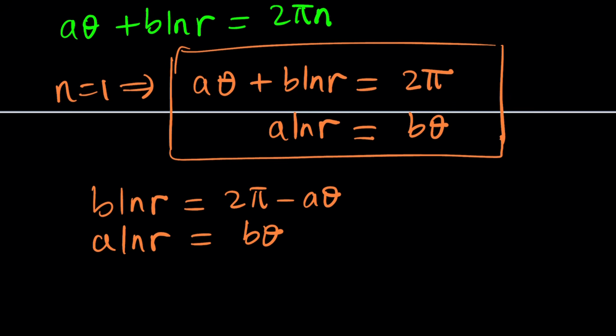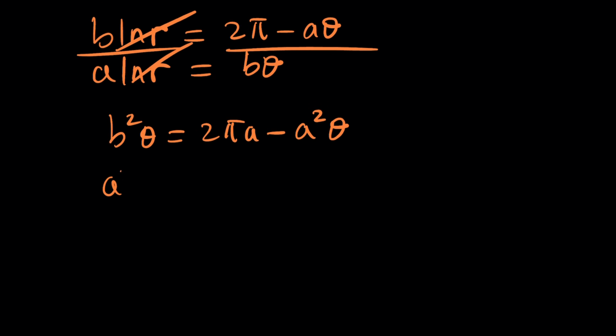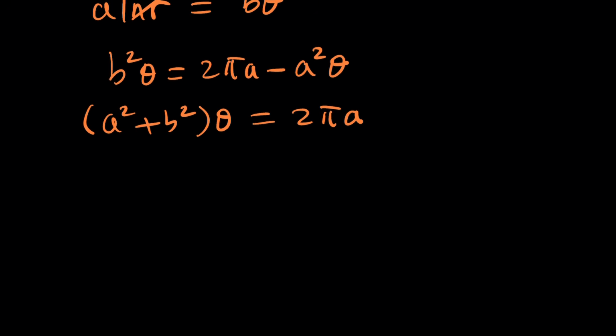Then I can divide these equations. Ln r cancels out. From here, we get b over a. And then once we cross multiply, we get b squared theta equals 2 pi a minus a squared theta. And then we can put the a squared and b squared together, factor out the theta, and set it equal to 2 pi a. And from here, if you want, we can do a couple different things like a squared plus b squared divided by a is equal to 2 pi divided by theta.